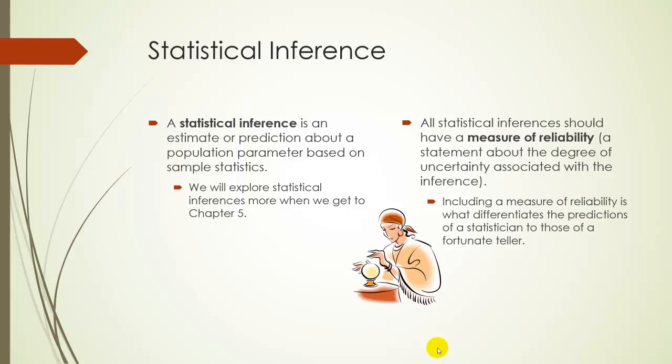It's fine to say that we think the average age of HCC students is over maybe 26 years old, but how certain are we of that? So maybe I think there's only a 5% chance I'm wrong or a 10% chance I'm wrong, but there is going to be a certain chance I'm wrong, and I want to inform my reader of that, or else I'm just being dishonest. Including a measure of reliability is what separates a statistician from a fortune teller.